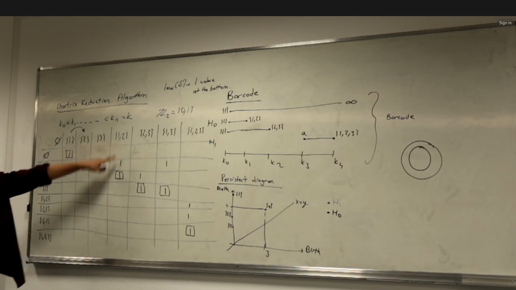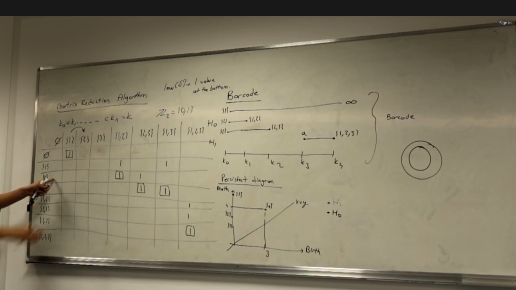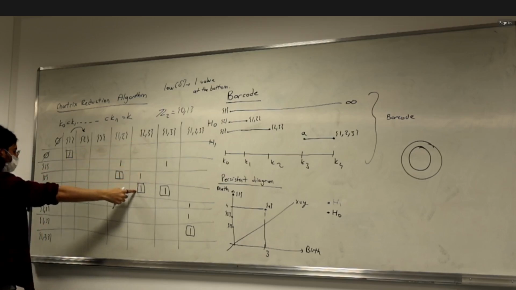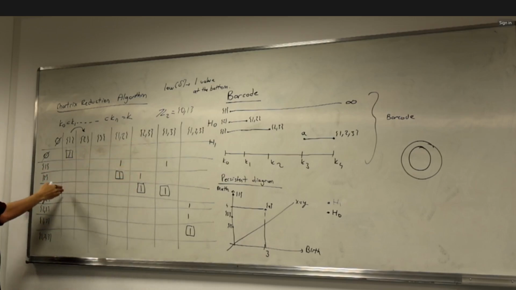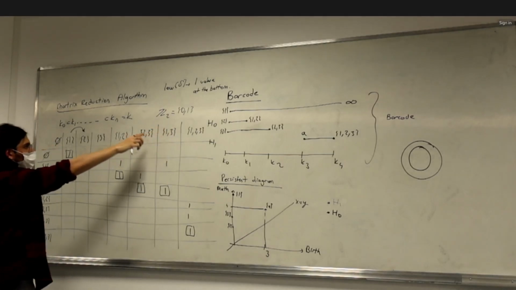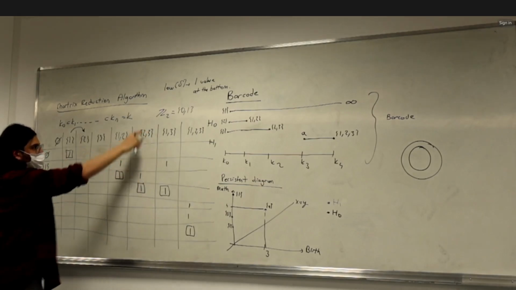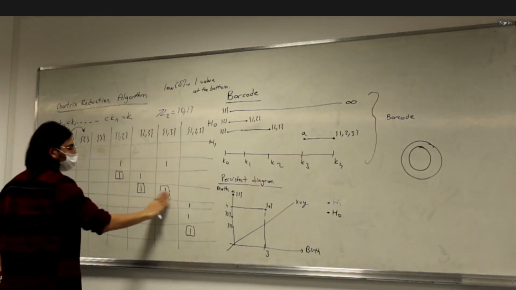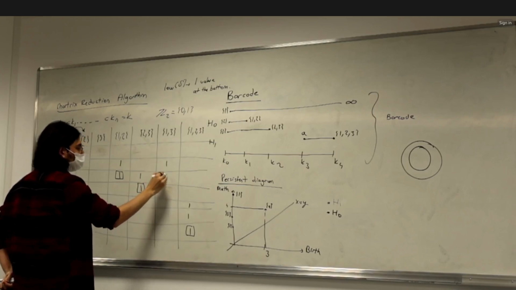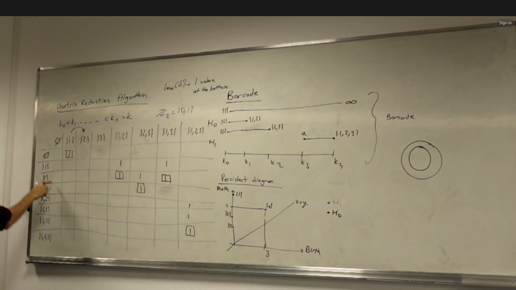For 1, 2, the low has not been taken before, so we don't do any operation for 1, 2. For 2, 3, the low of it is 3, which has not been taken before, so we don't do any operation. But when we get to 1, 3, since 2, 3 has taken that low, we add this to this. So we get here 0 and here 1. And our new low is 2.